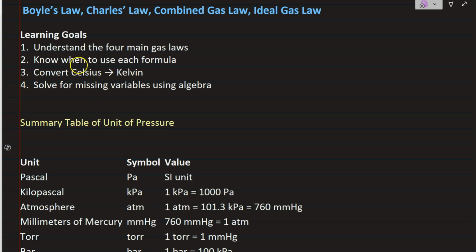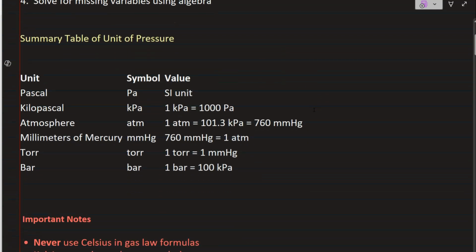The other thing is that we need to be able to convert Celsius to Kelvin. That's a unit of temperature. And solve for missing variables using algebra. Okay, first, the summary table of units of pressure.